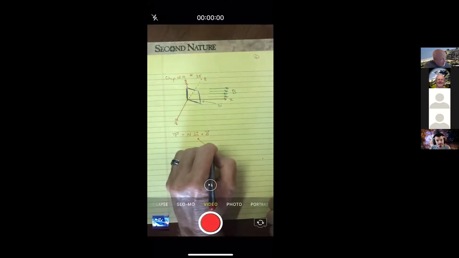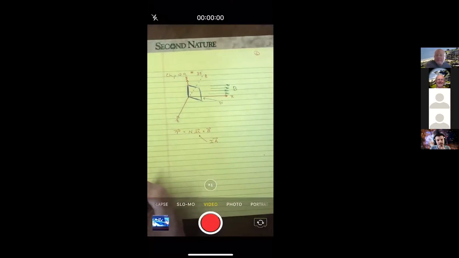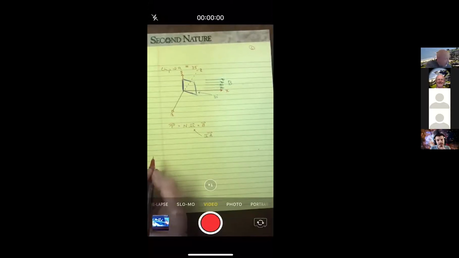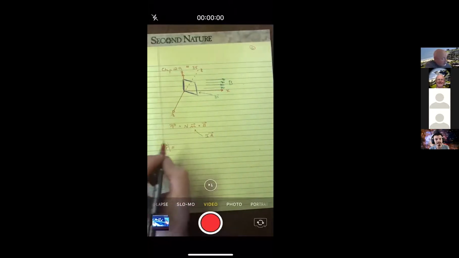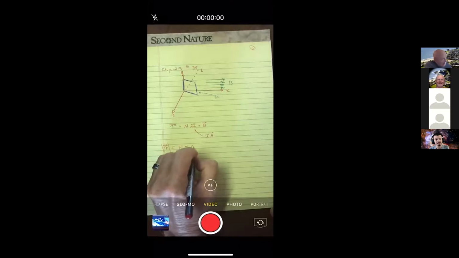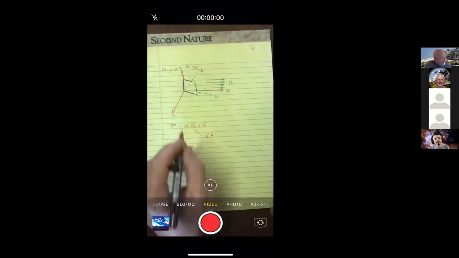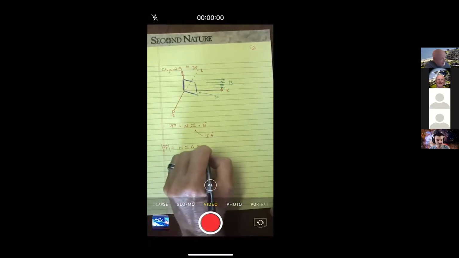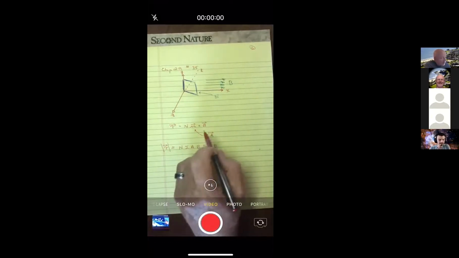This right here is the current times the area vector. Okay. Again, you're shaking your head like, okay, I get that. All right. So let me put in my numbers. And I am going to just do the magnitude of the torque. So it would be an N times an I and an A, because that's what the magnetic moment is, times the B times the sine of the angle between those two vectors.